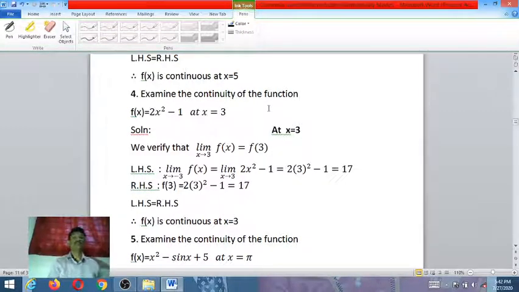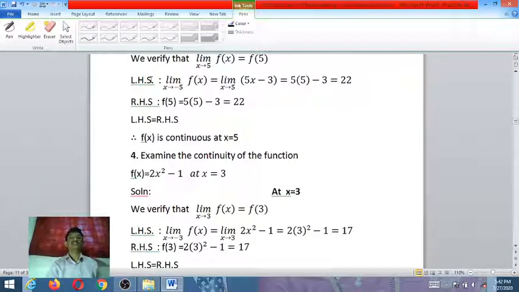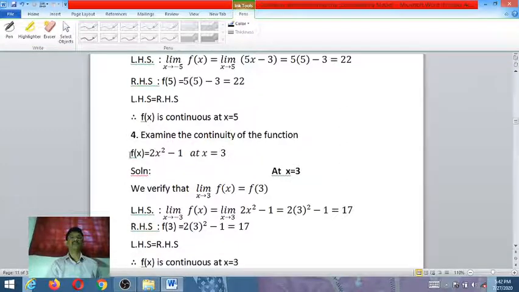Welcome students. Now, in the last class we discussed the continuity of a function at a given point. That means whenever the left hand side is equal to the right hand side, then we say that the function is continuous. Now, we shall solve some more problems very similar to the last problem.